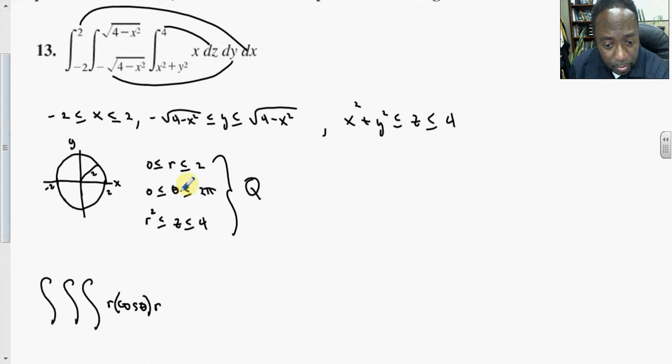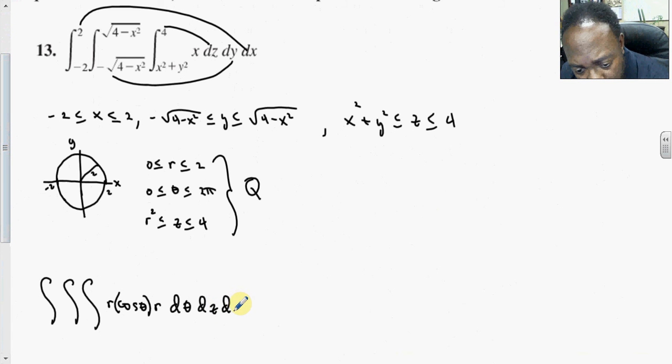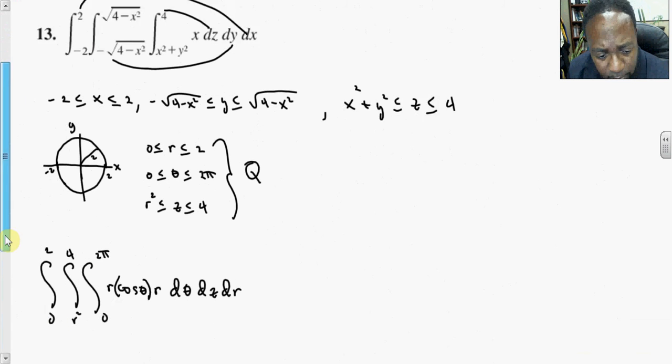And I'm going to do, see that theta is going from 0 to 2 pi? That's telling me that it's a complete circle. Something may come out to give us 0. So I'm going to calculate this first with d theta, dz and then dr. So we got theta going from 0 to 2 pi, z going from r squared to 4, and then r is going from 0 to 2.